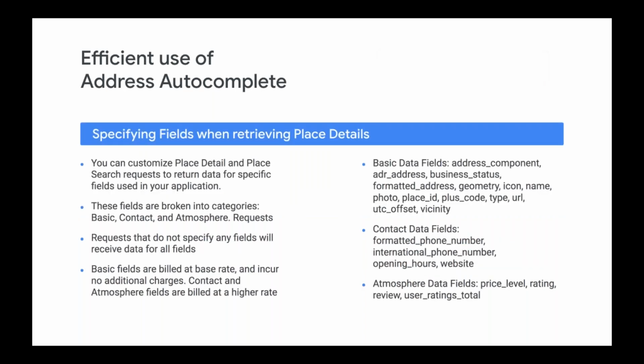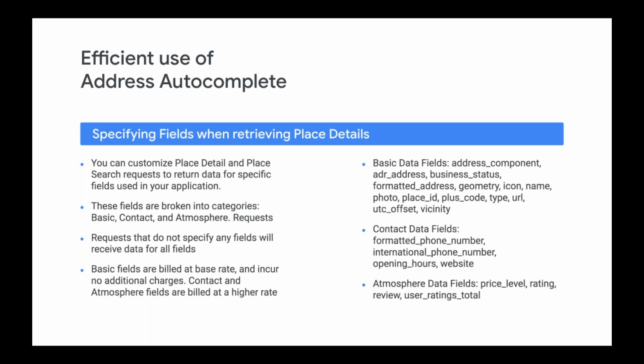Another thing to keep in mind as it relates to autocomplete is that when that places details request is made, by default, it returns all the information about that specific location. But really, that's divided into 3 data categories: basic, contact, and atmosphere. And only the basic data is included in the cost of that autocomplete session.